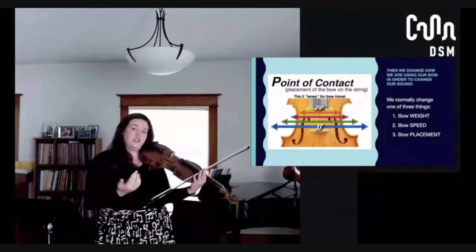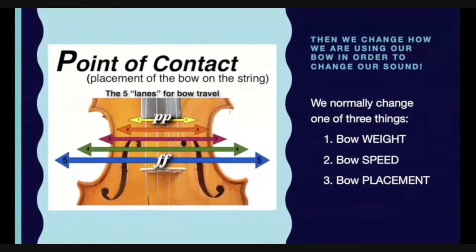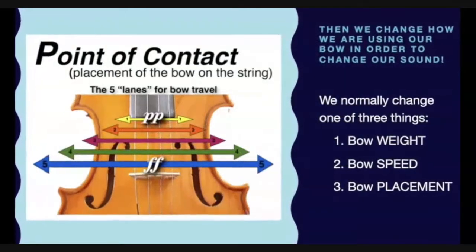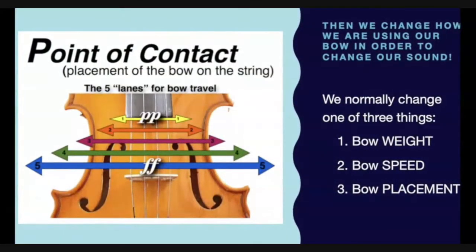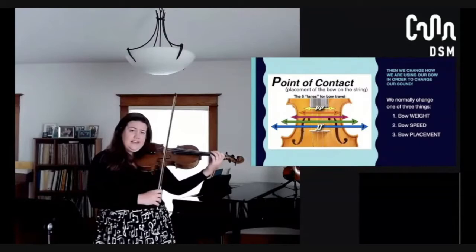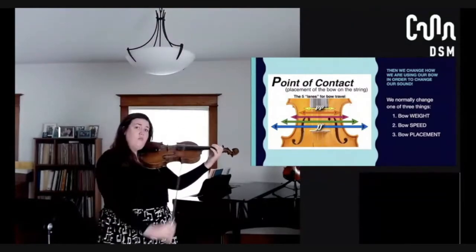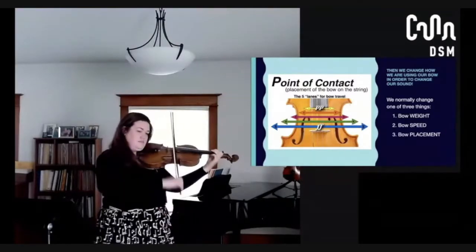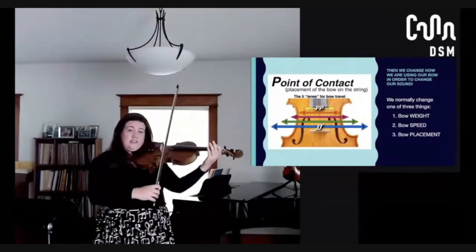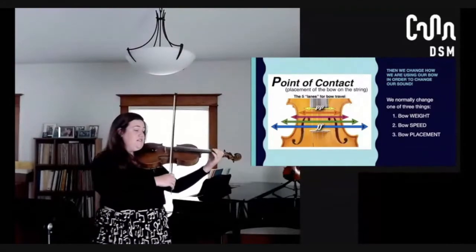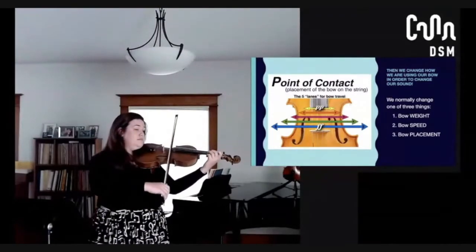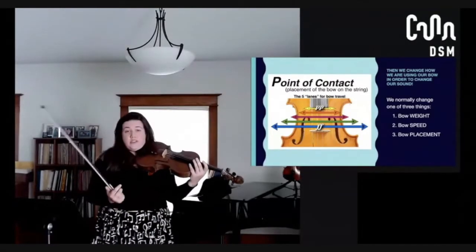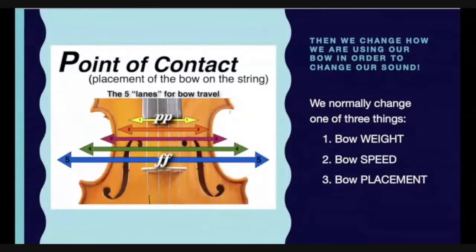Now if I go to change speed instead, so before I was using this speed of bow. If I were to make my bow go faster, it doesn't necessarily mean that my notes are going to go faster, but my arm is going to move more, so more bow is being used. It can make it sound a little louder. If I slowed my arm down, I use less bow, so naturally it's a little bit softer. The last thing I'm going to talk about is placement.